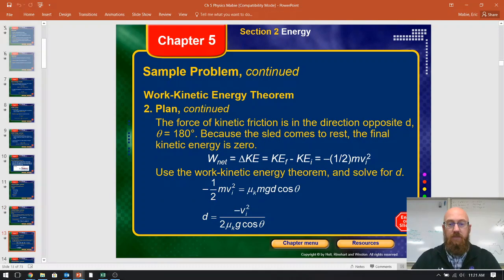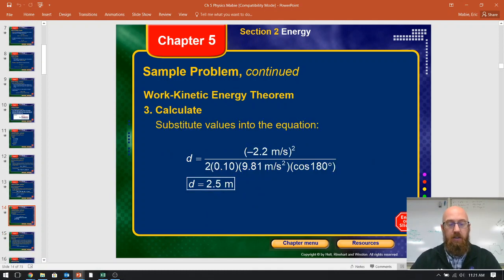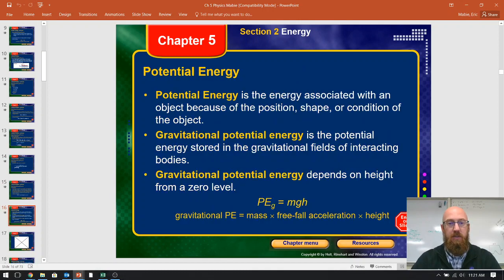So, to solve it, it's a big algebra problem, and we'll do this again in class. I would take your time and read through it to understand why we do it. It should be good to go. So, you substitute everything in, the distance is 2.5. Not going to worry about that one.